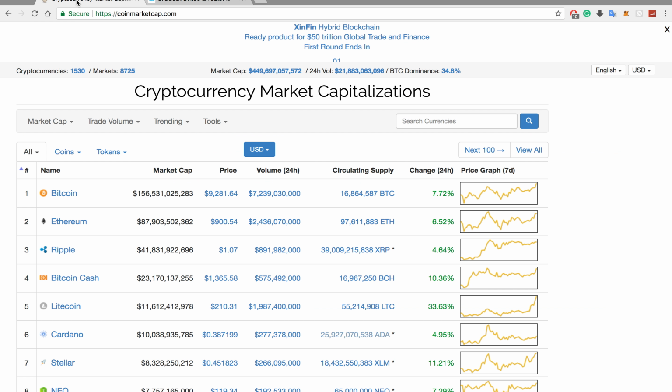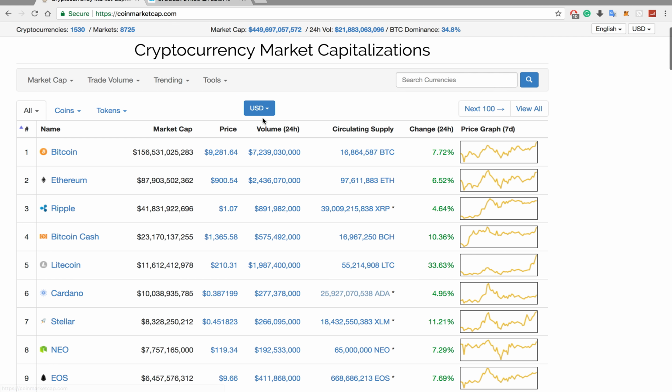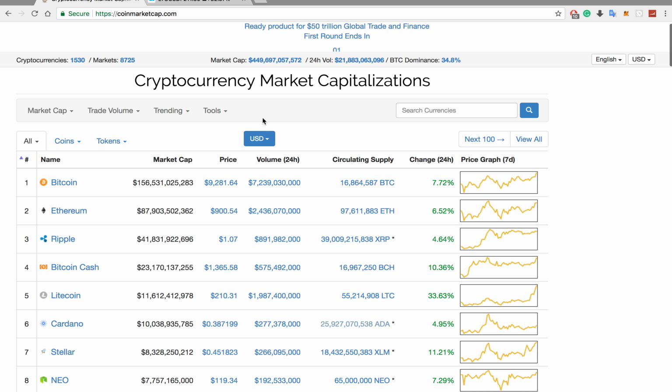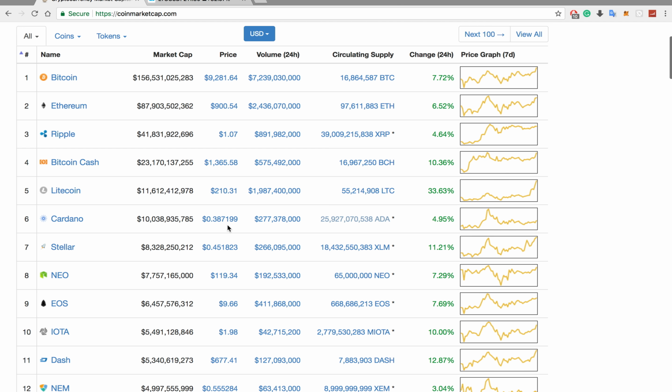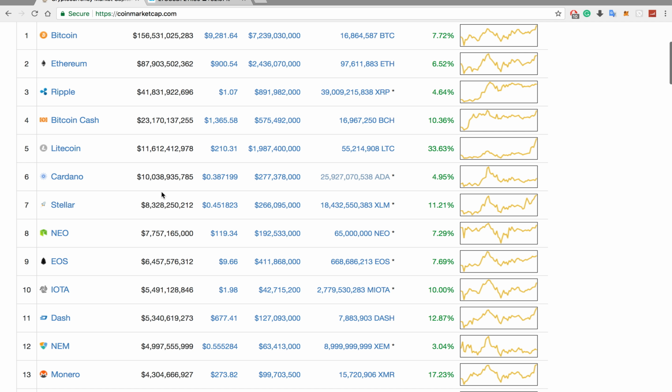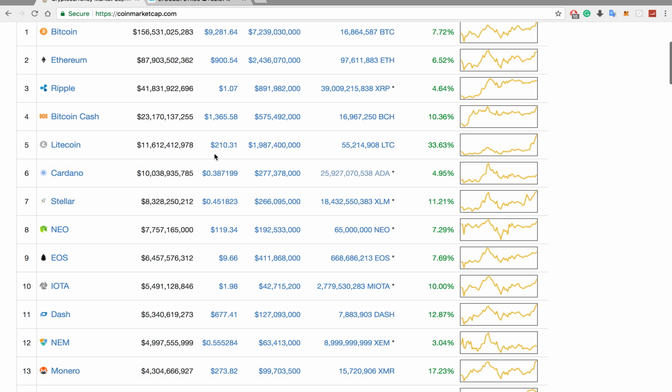Well, let's take a look at the market cap. We are at 449, which is very good. Today's looking really greenish. Bitcoin's up 92. Let's hope it can stay above that. Ethereum at 900. Ripple's at $1.07. Litecoin's at 210, which is doing really well because of the news that just came out.